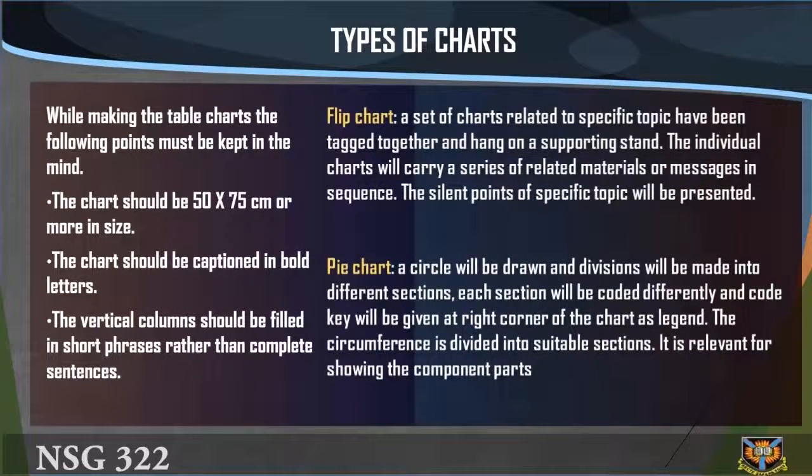While making the table chart, the following points must be kept in mind. The chart should be 50 by 75 centimeters or more in size. The chart should be captioned in bold letters. The vertical column should be filled in short phrases rather than complete sentences.